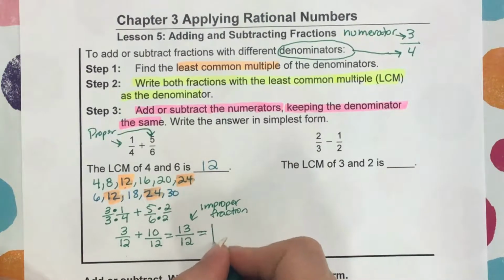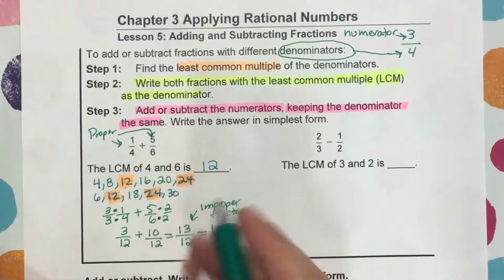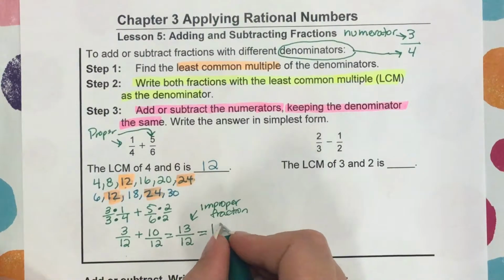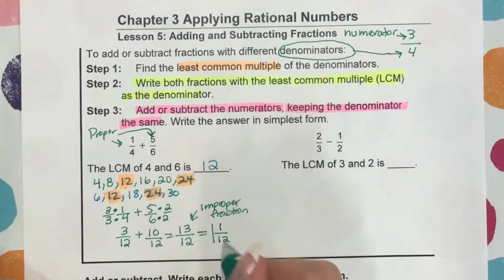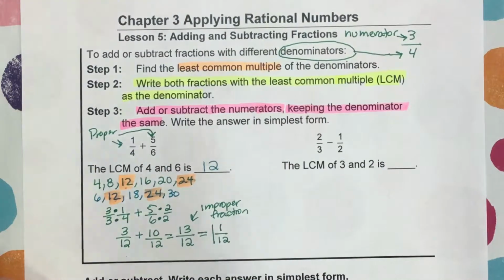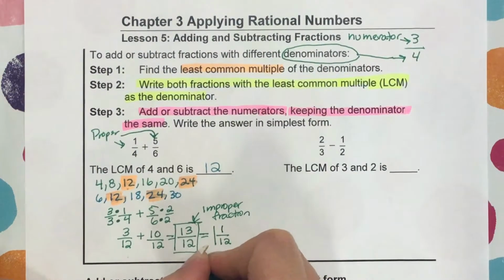It goes in one time. And how many are left over? If 12 goes into 13 one time, that means there would be 1 left over. So 13 over 12 is the same thing as 1 and 1/12. Now, a lot of times we'll just be happy with this answer right here.